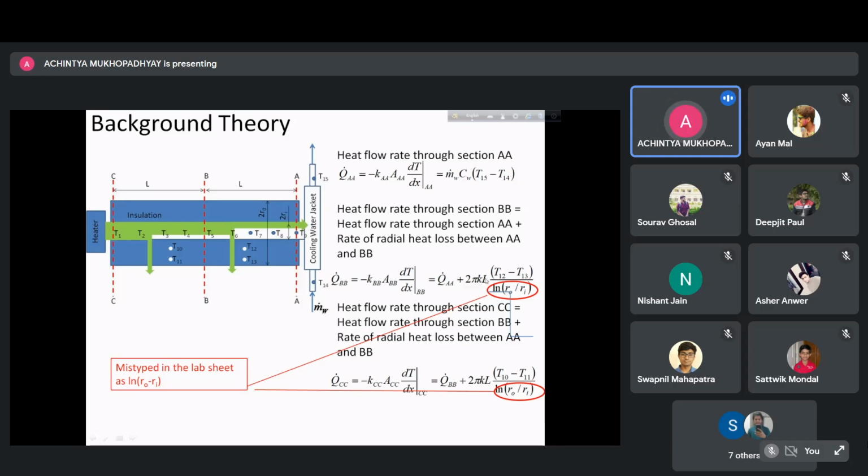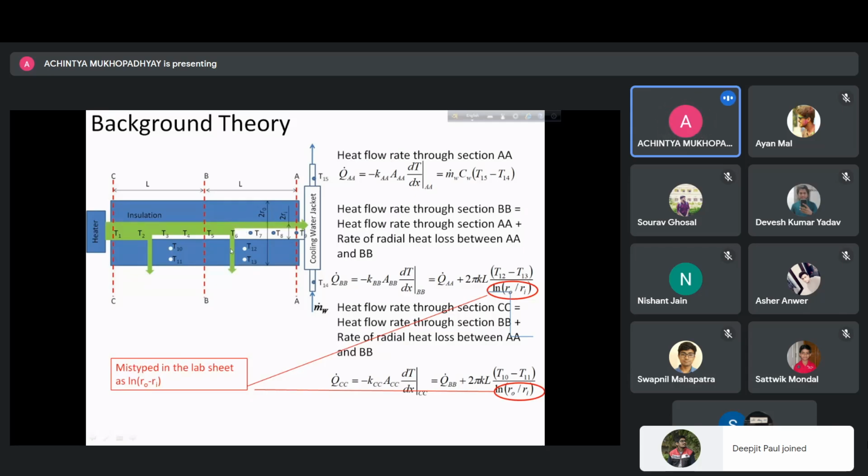Note one thing: in the lab sheet that I will be sharing with you, there is a typographical mistake. It should be log Ro by Ri, not log Ro minus Ri. It could have been written as log Ro minus Ri, but that is just a simple typographical mistake. Please note it. So that's how you find out how much heat is being lost between sections AA and BB.